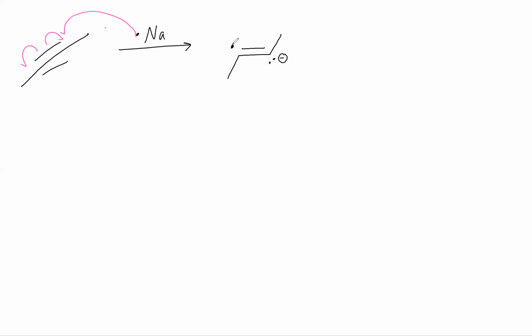And now we know that like charges repel. So they're going to want to stay as far apart from each other as possible. That means that they're going to take up the trans configuration rather than the cis configuration. Because if I were to draw out the full electron clouds here, you can see that if we draw them in the trans configuration, that makes them farther apart than the cis configuration. So that's why we prefer the trans configuration when doing the dissolving metal reduction.